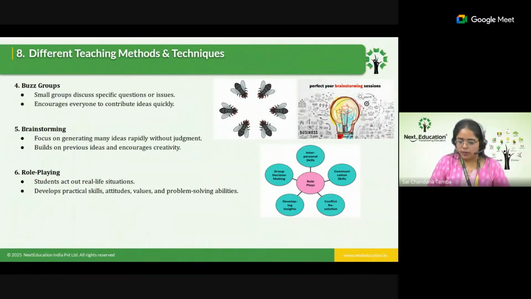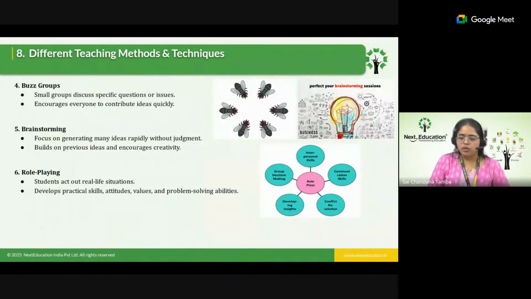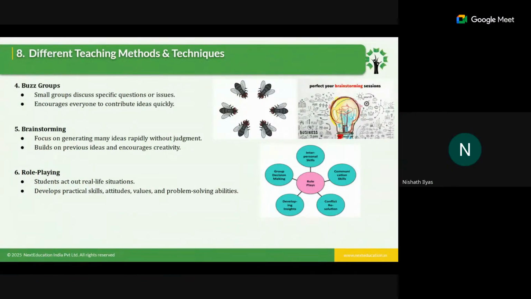Next is brainstorming. This is quite easy. What is brainstorming as a teaching method? Ma'am, this is to give a topic and have a discussion about what the child knows about it, and build the concept around it. Yes, and also giving them a question and asking them for all the possible answers or scenarios they can come up with for the solution.